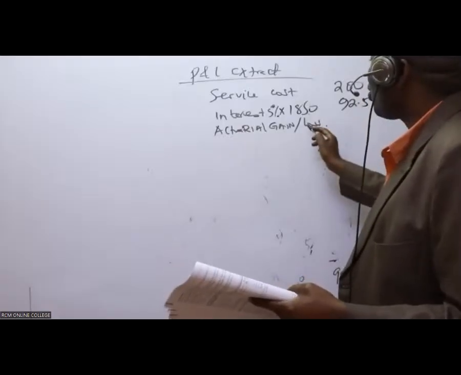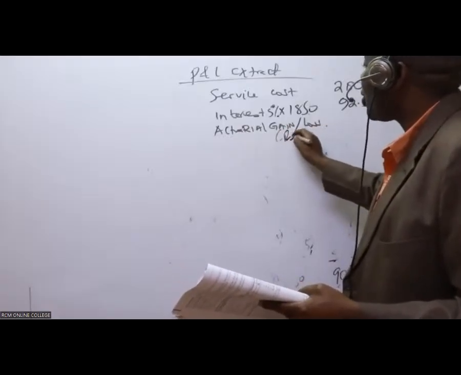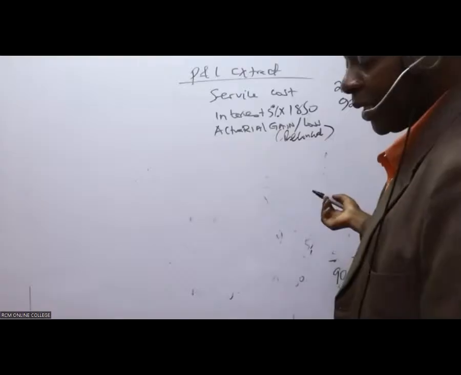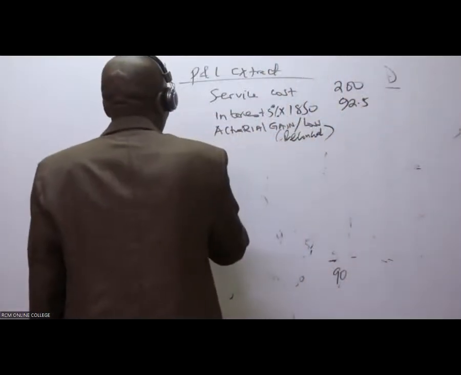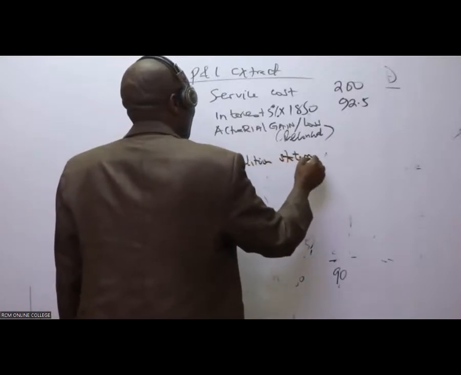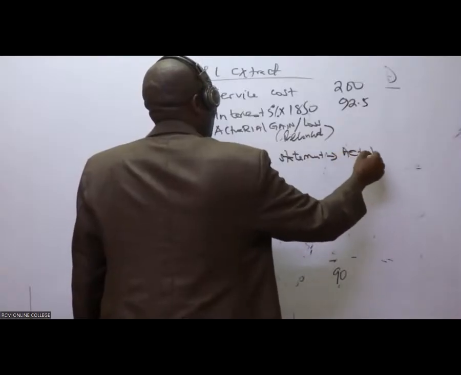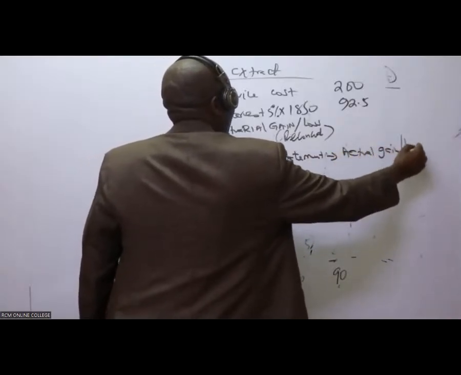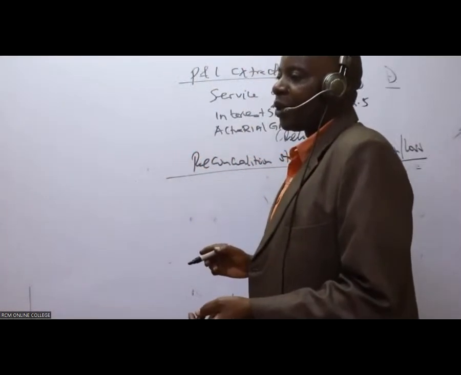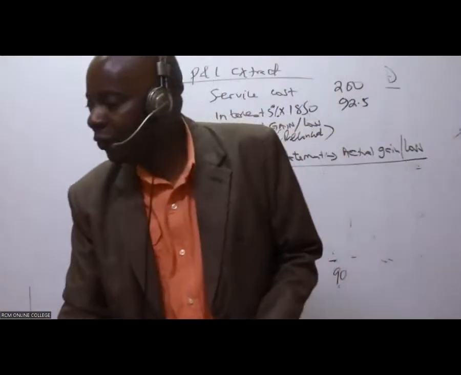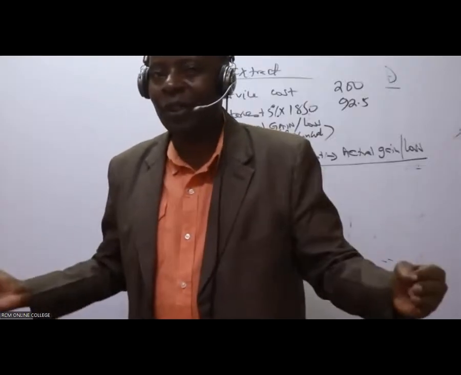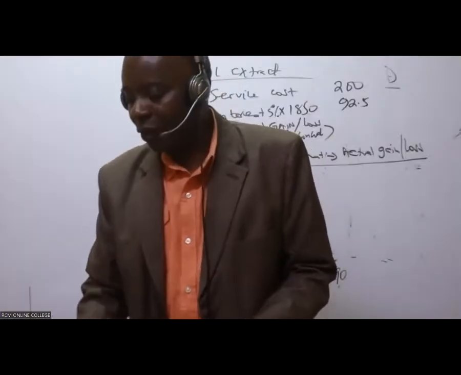Then for the actuarial gain or loss, I need the reconciliation statement, and this reconciliation is not very hard. For purposes of getting the actuarial gain or loss, give me the movement from the beginning of the year to the end of the year.